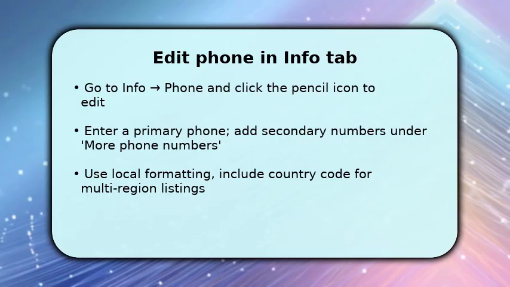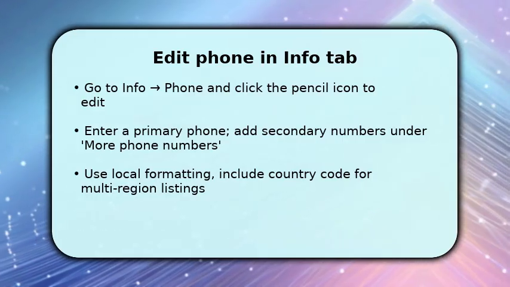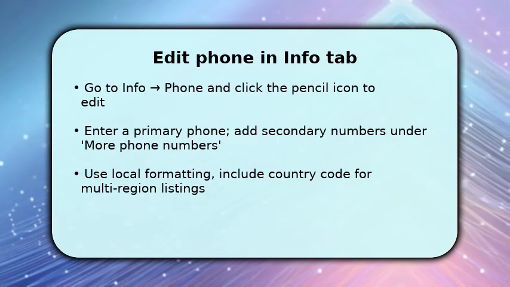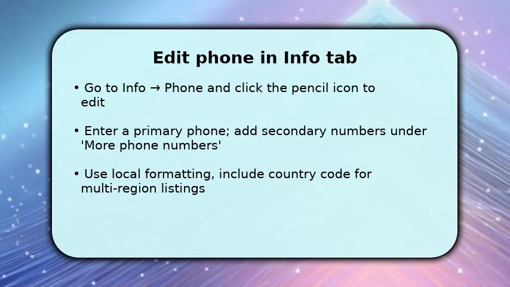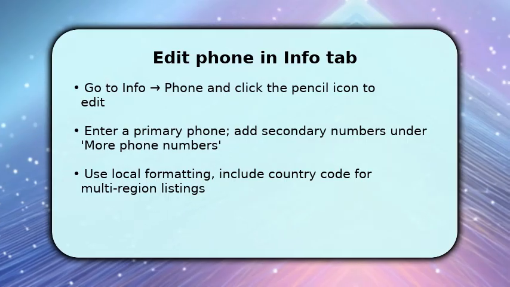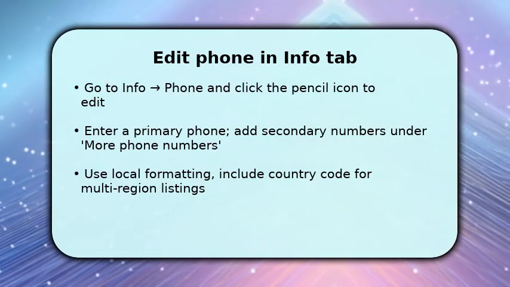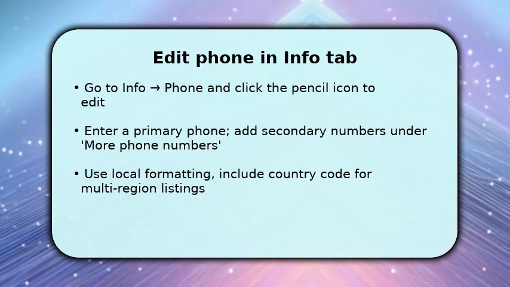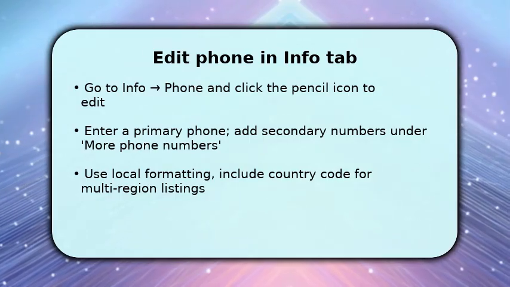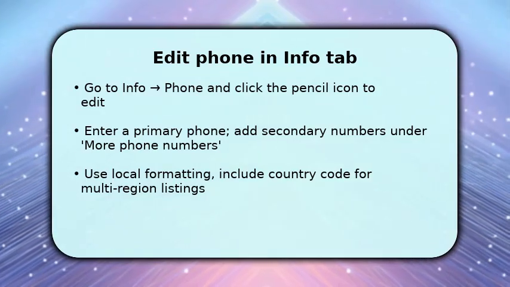affects search display. If you have multiple lines, add them under More Phone Numbers and label them appropriately: Support, Reservations, or Main. Once entered, double-check digits and spacing. Incorrect formatting can block verification or lead to wrong clicks. Save changes and watch for the confirmation prompt.